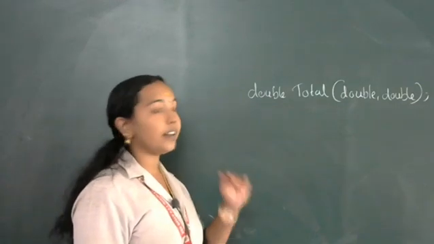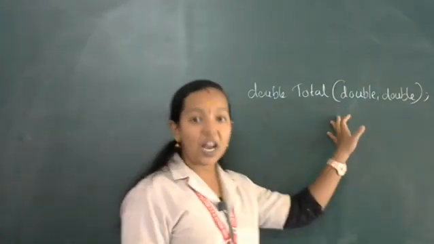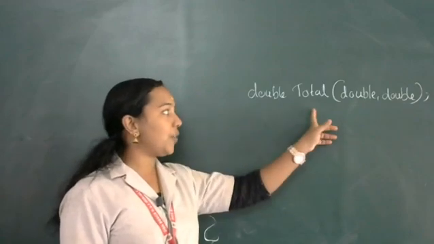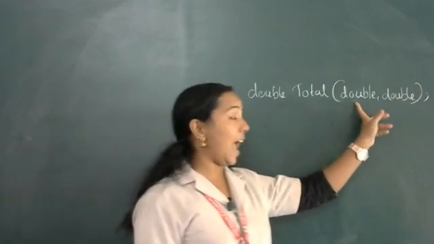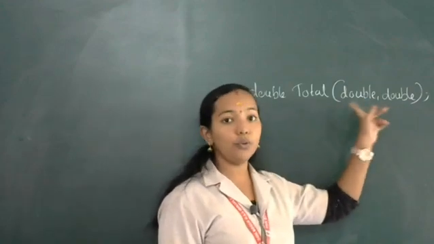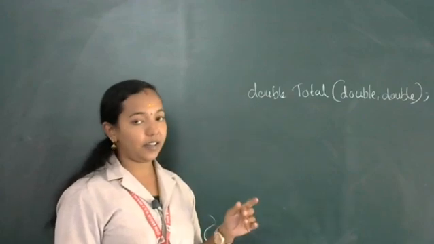So what is the general syntax of a function prototype? Return data type, function name, argument data types. So here the function name is total. It accepts two double values, so that's why two double data types, and it returns the double data type.